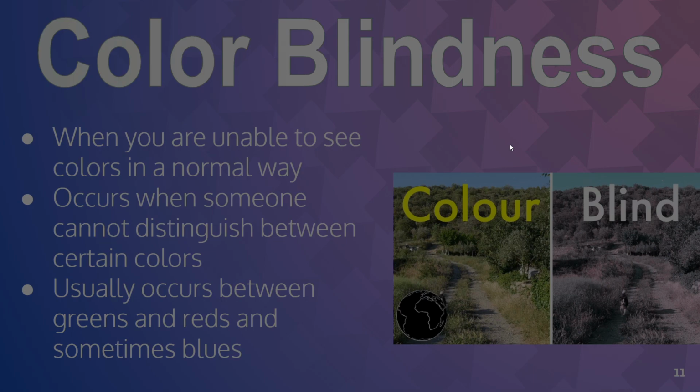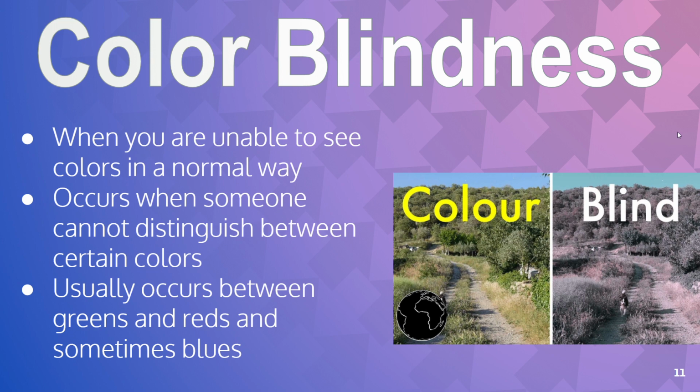Next, we'll be talking about color blindness. So color blindness is basically when you're unable to see colors in a normal way, and it can usually occur when someone cannot distinguish between certain colors, as well as occurs between green color and red color, as well as in rare conditions sometimes blue as well.